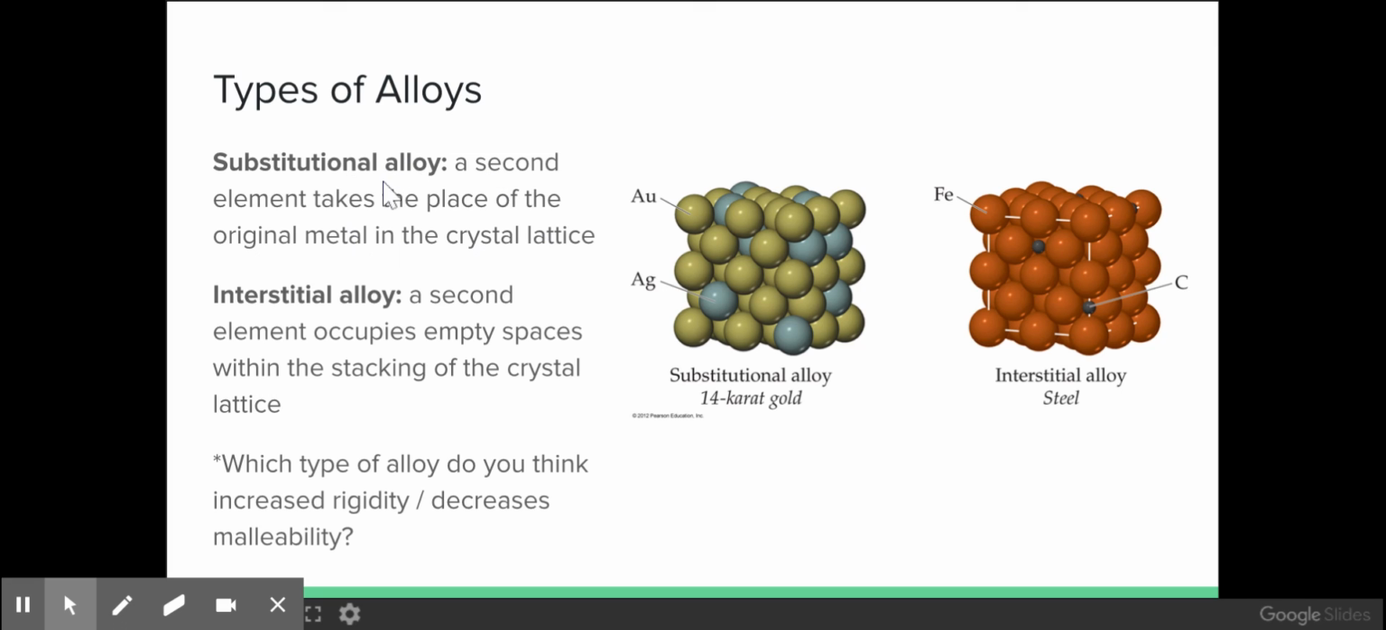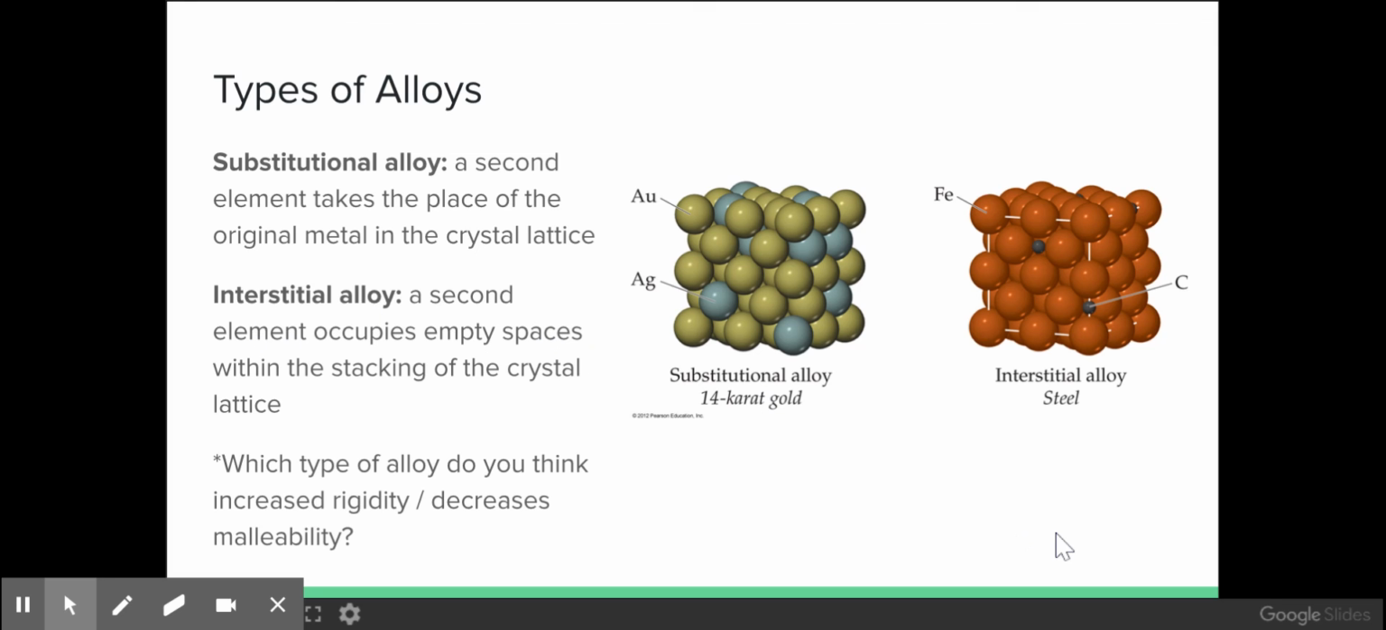A substitutional alloy takes metal atoms that are similar in atomic radius and simply substitutes their spots within the crystal lattice. So 14 karat gold is a good example of that because silver and gold have similar atomic radii. A substitutional alloy doesn't strengthen the metal nearly as much as an interstitial alloy.